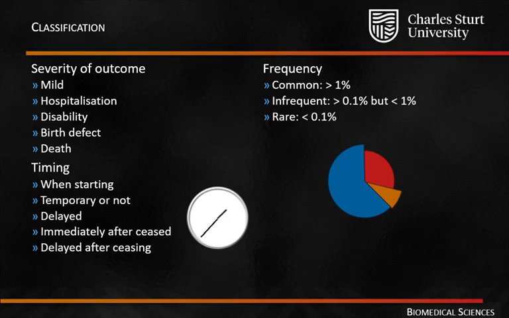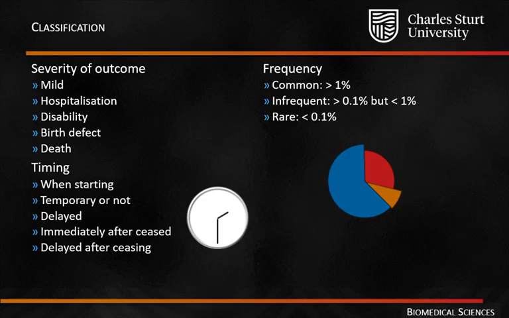Okay, so let's have a look at a number of different ways of classifying adverse drug reactions. So it could be the severity of the outcome. So it could be mild and just annoying and may not need any treatment. Or it may lead to the patient ending up being hospitalized. Worst case scenario, getting worse, is that it leaves them with a permanent disability. If the patient happens to be pregnant, then it could actually affect the development of the child and lead to birth defects. That could be temporary, or they could be permanent. Or if the severity is so severe, it could actually kill the patient.